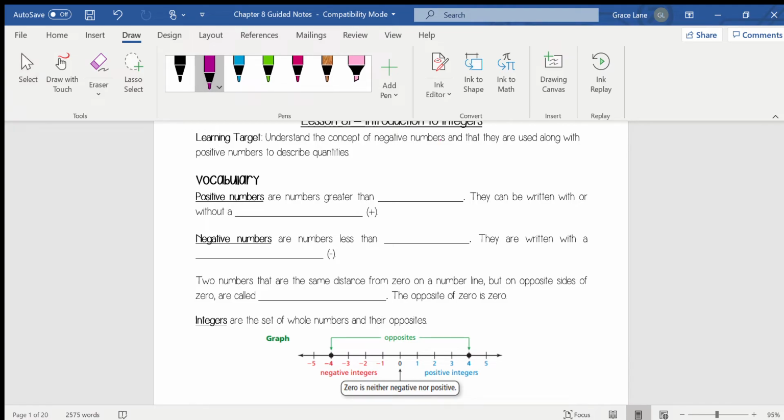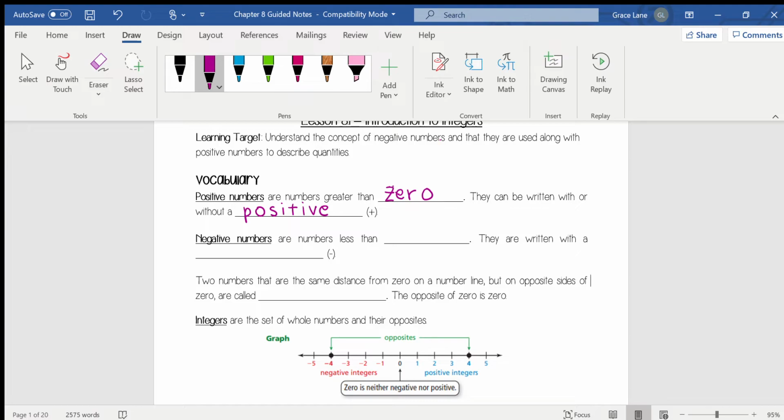A positive number is a number that is greater than 0. They can be written with or without a positive sign, or the plus sign. Up until now, we haven't needed to write the plus sign in front of the numbers because we haven't used negative numbers at all really in math. And so now, if you want, you can add a plus sign in front of your positive numbers to symbolize that it's positive, but usually you probably won't see that.